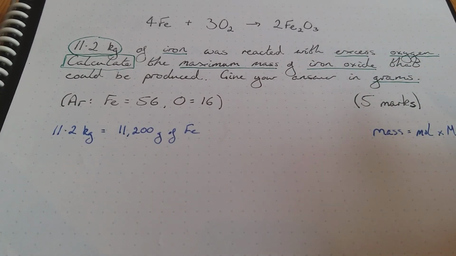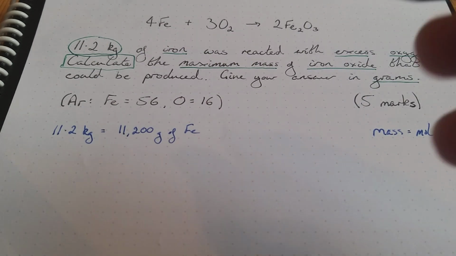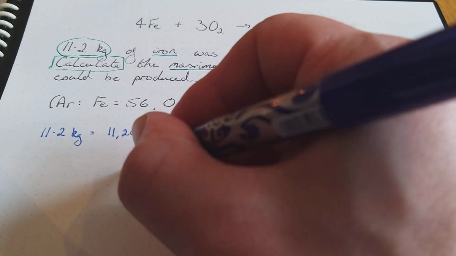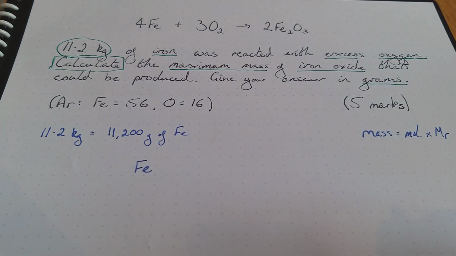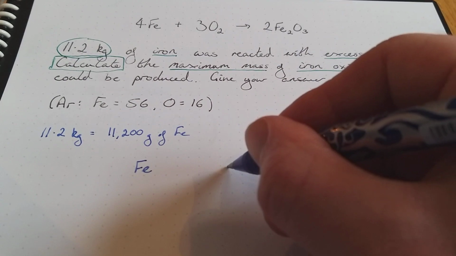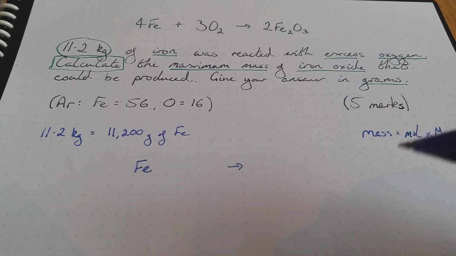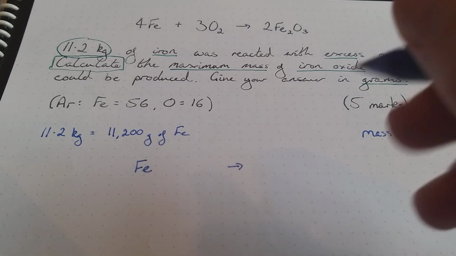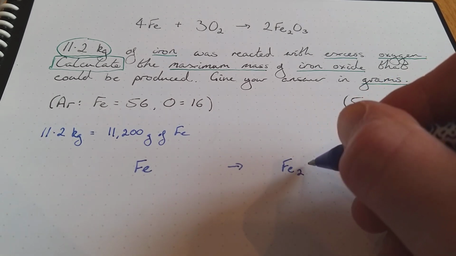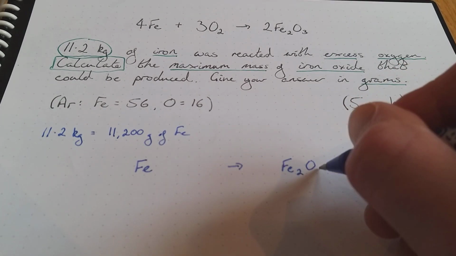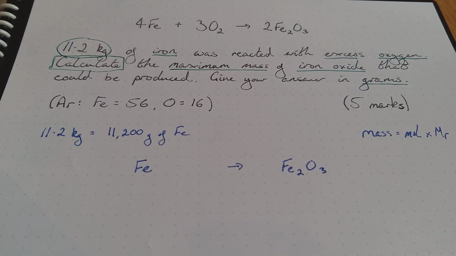So the way I like to set this out is by putting down the 2 chemicals that we're going to be working with. So in this one, we're working with the iron, because we've got 11,200 grams of iron, and it's asking us to calculate the mass of iron oxide. So I'm just going to put the formula for iron oxide down here. So I'm just picking out the key parts of the equation. We only need to worry about the iron. We only need to worry about the iron oxide.